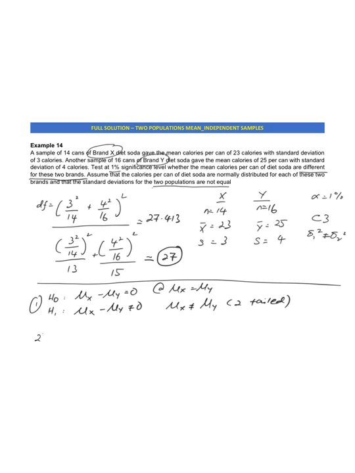Okay, step yang kedua, we want to calculate the test statistic. So kita akan gunakan T. So T equals to x bar 1 minus x bar 2, 23 tolak 25 tolak kosong bahagi dengan square root 3 kuasa 2 per 14 tambah dengan 4 kuasa 2 per 16. So we will get negative 1.5604.